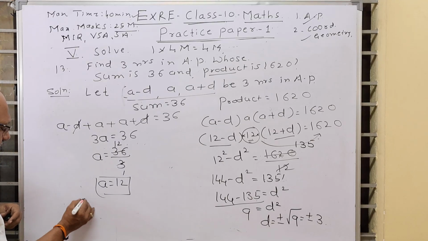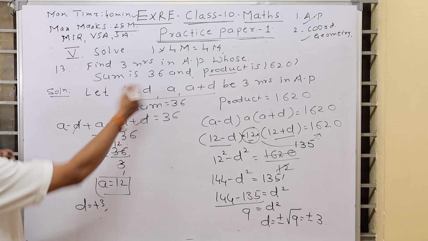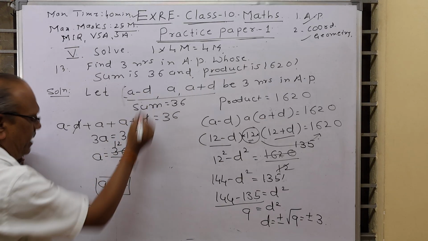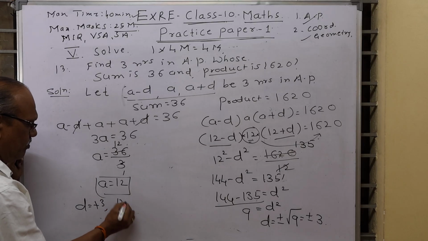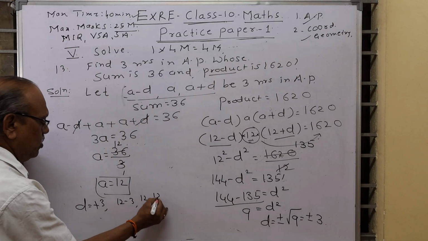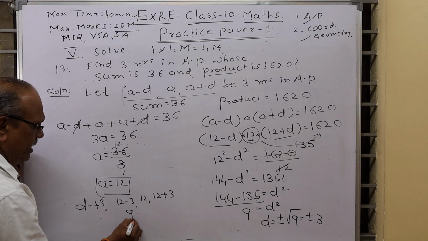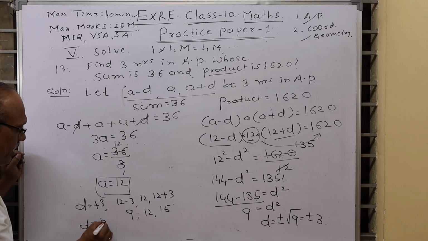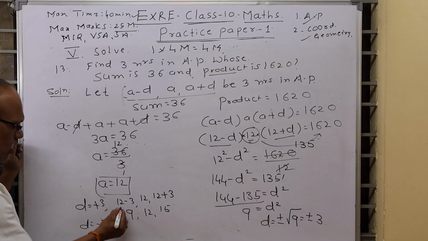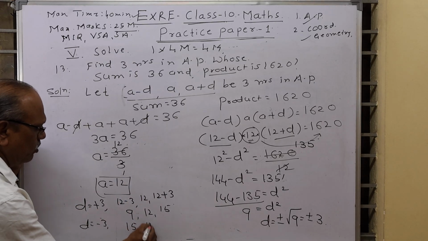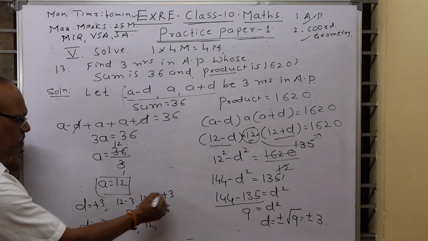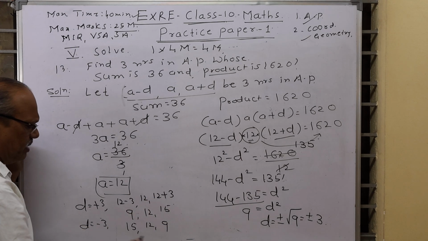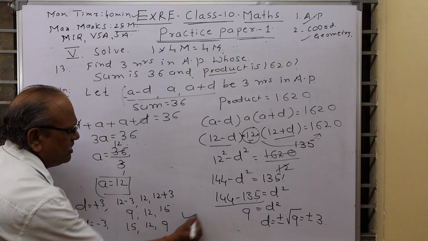Therefore, if I take d is equal to plus 3, what are the three numbers in AP? a minus d, a, a plus d, where a is 12: 12 minus 3, 12, 12 plus 3. What do you get? 9, 12, 15. If you take d is equal to minus 3, it will be reversed. 12 minus of minus 3 is 15, 12 will be 12, and 12 plus of minus 3 is 9. Either way the three numbers will be 9, 12, 15. Both of them are the same, 15, 12, 9. That is the solution.